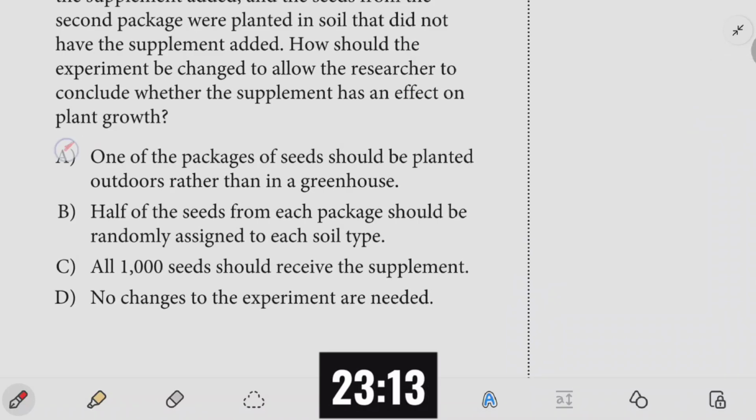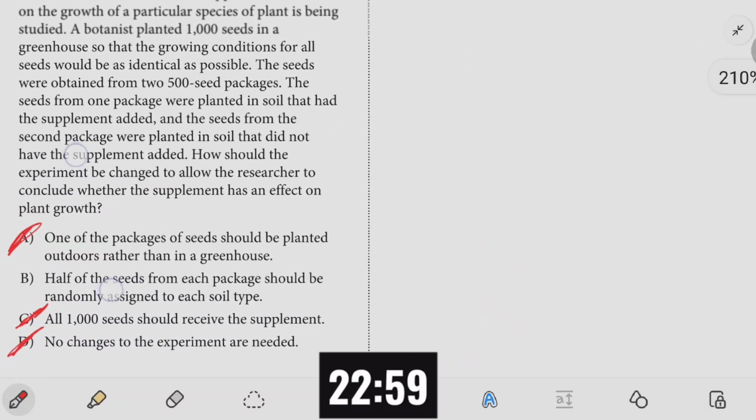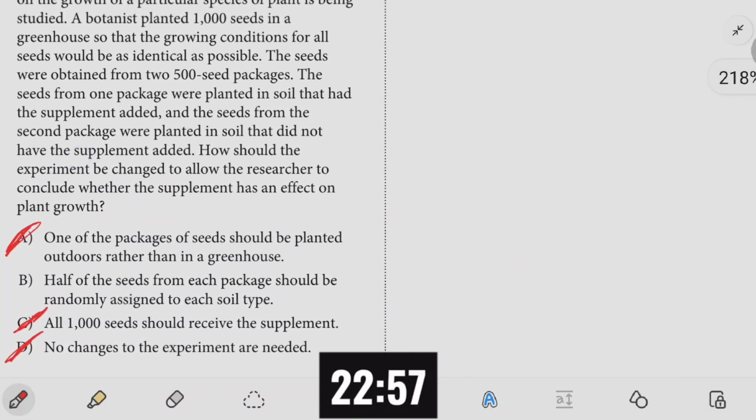Now that would include more variables. Half of the seeds from each package should be randomly assigned to each soil type. I believe cause and effect has to be random assignment. No, that doesn't do anything. Nor does this. Yeah, I believe random assignment is the way.